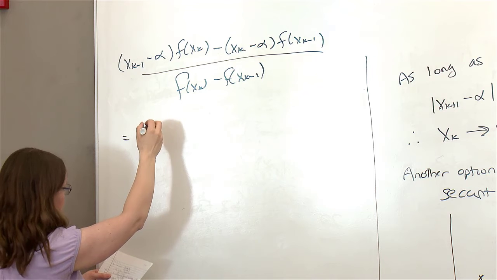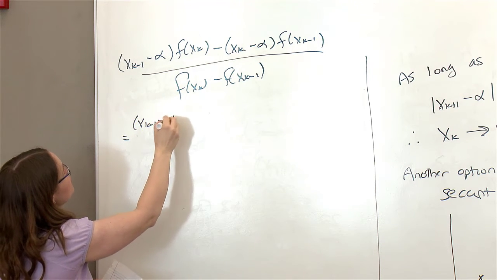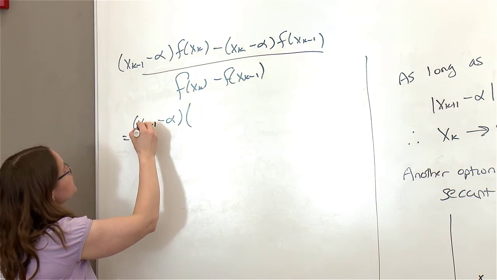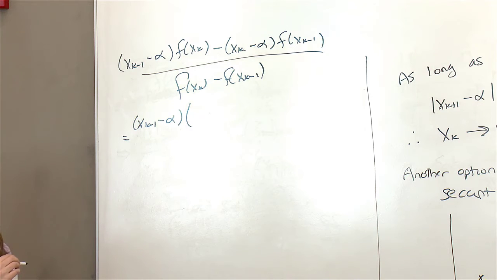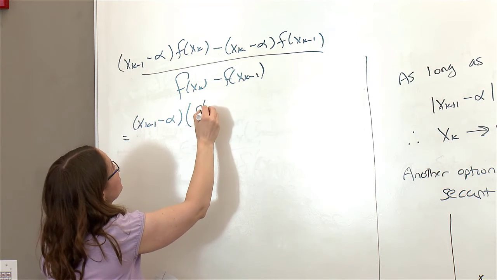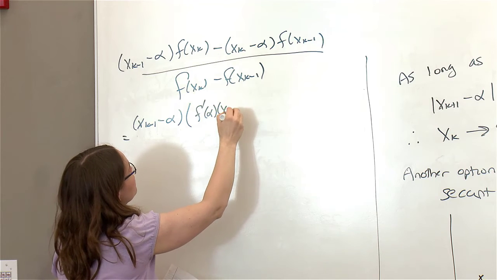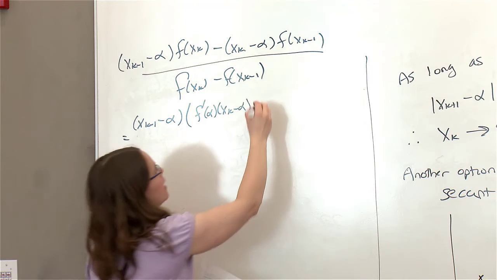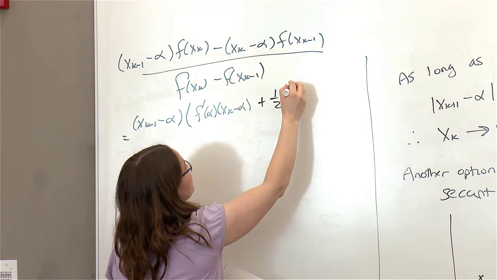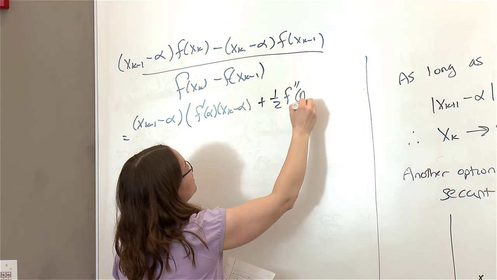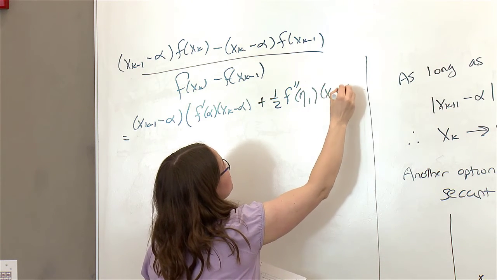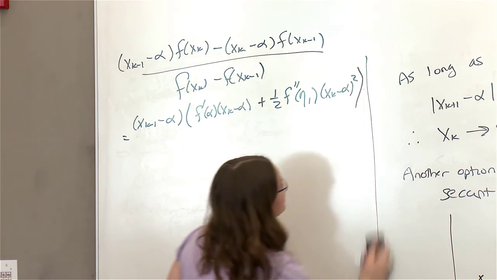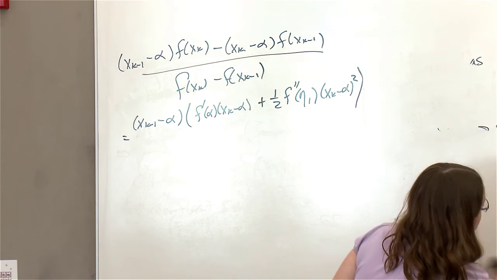Okay, so here, what am I going to get? I have my xk minus 1 minus alpha. Now this, I can Taylor expand about alpha. So I get f(alpha), which is 0. I get f prime of alpha times xk minus alpha. I brought in the derivative. And then I have my error term. So f double prime of, let's call it eta 1, times xk minus alpha squared. Let's give ourselves some more space to work.